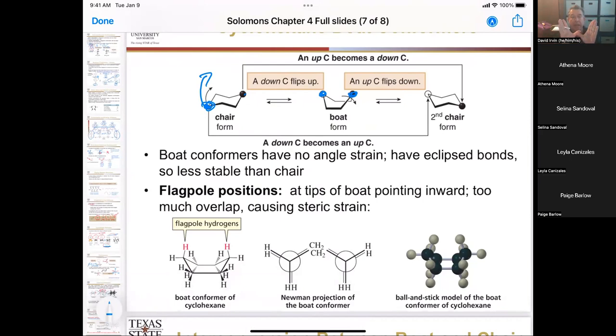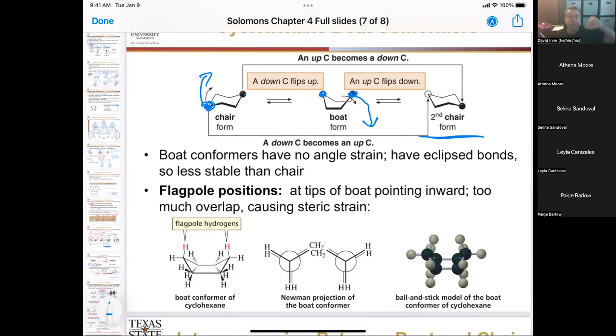So now we can think of it as the 2 ends of the boat. It's like a Viking ship, you know, where we have those ends there. Now, if all we did was move the second carbon down, we get now to the second chair form. Okay, so we can go from one chair to the other chair. One chair form has 0 ring strain.